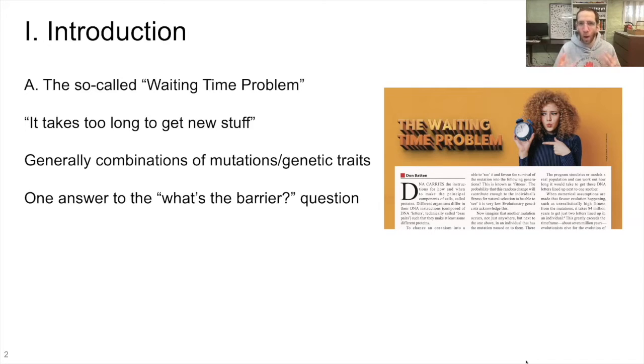Generally, we're talking about combinations of mutations or new genetic traits. So, say you need 8 mutations to do a specific thing compared to whatever hypothetical ancestral state. Creationists will argue that, well, it would take too long to get those 8 specific mutations, therefore that thing could never evolve. We see this written and talked about a lot.